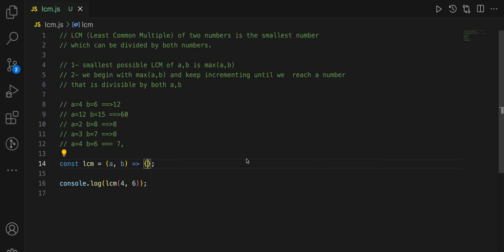Common multiple of two numbers. So what is the least common multiple of two numbers? It is the smallest number which can be divided by both the numbers.